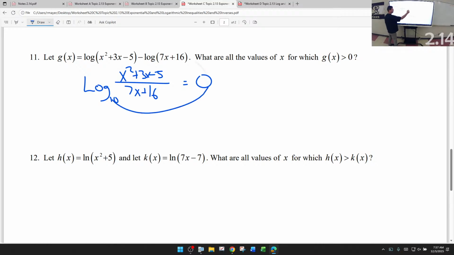So I'm going to do my loopy thing because I don't know how to solve for anything if I've got log on one side. If you've got log on one side, you basically have to rewrite it exponentially. So 10 to the 0 is equal to the x squared plus the 3x minus the 5, and I'm going to multiply both sides by the 7x plus 16.